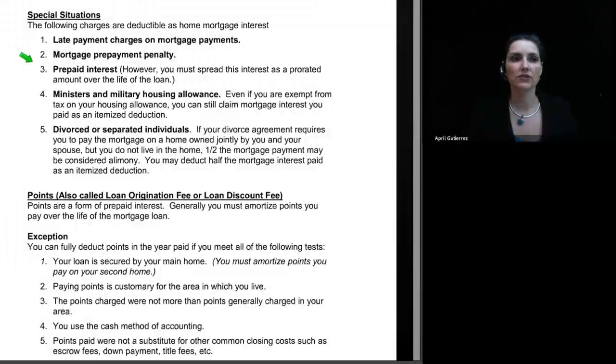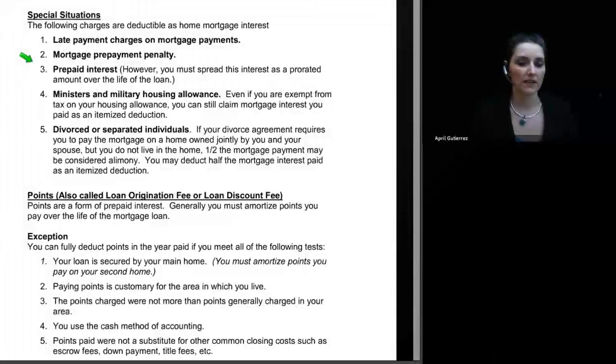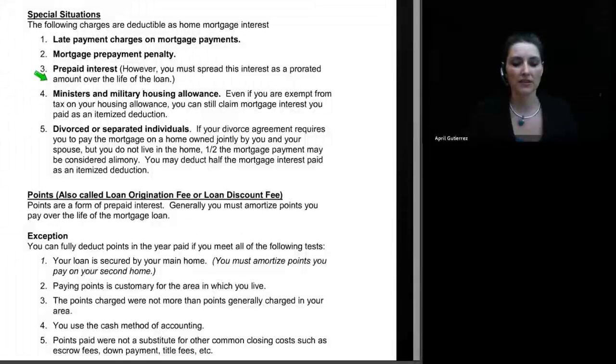Mortgage prepayment penalty. You might have purchased a home on a 5-year ARM with a 3-year clause that says if you pay off this loan within the first 3 years, you're going to have to pay a prepayment penalty or prepaid interest. And so that type of thing is going to be deductible. Prepaid interest, however, you must spread this interest as a prorated amount over the life of the loan. Prepaid interest is typically points, and points may be deductible. If they're not deductible currently, typically you would deduct them over the life of the loan.